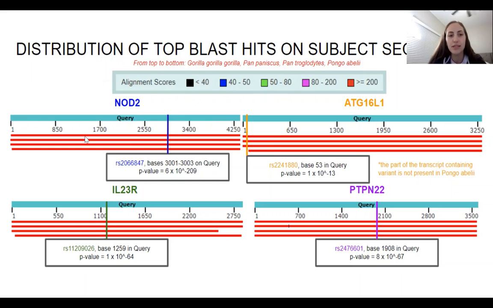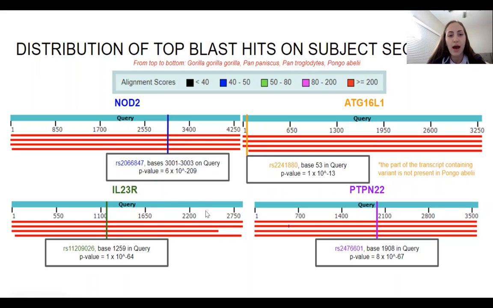So for NOD2, we see that all of these have alignment scores of around 200, which is really great. So really, really close alignment. And for NOD2, around bases 3001 to 3003, where this variant would take place, the alignment scores are really good. When we look at ATG16L1 and the variant on this gene, we see that the sequence is also very strongly aligned, except for the sequence in Pongo abelii, which is significant.